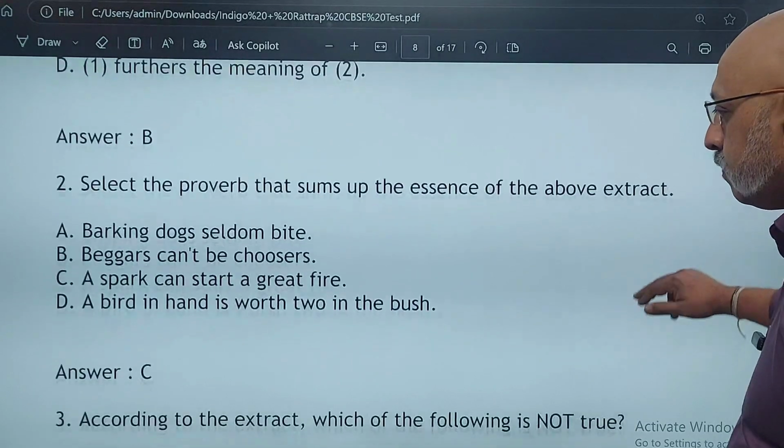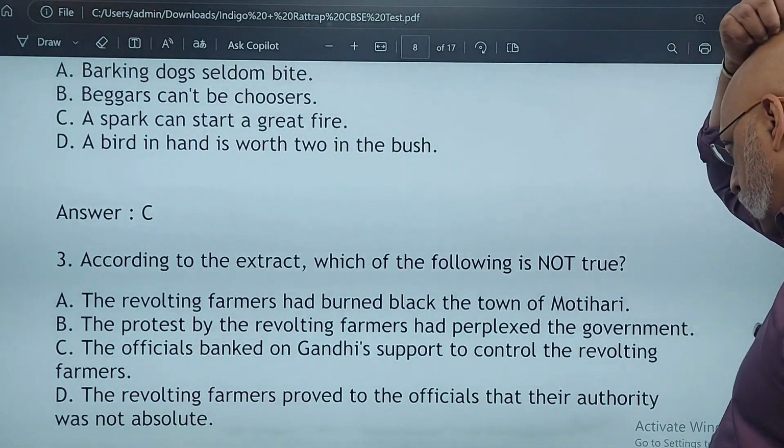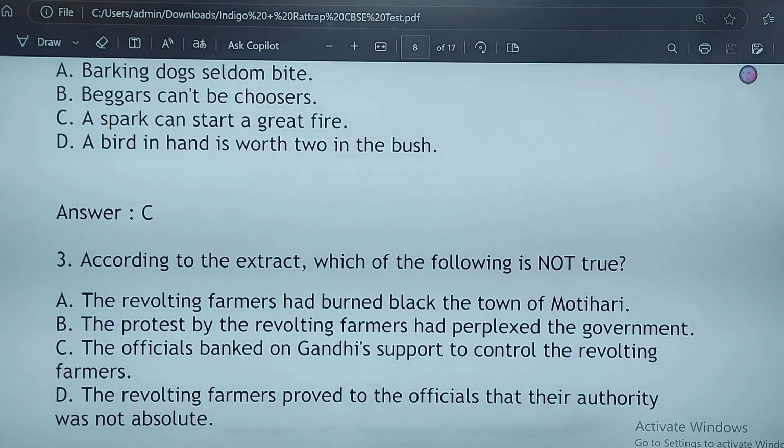The correct option is C. According to the extract, which of the following is not true? The revolting farmers had burned black the town of Motihari. No, this is not true. The protest by the revolting farmers had perplexed the government. The bank officials banked on Gandhi's support.